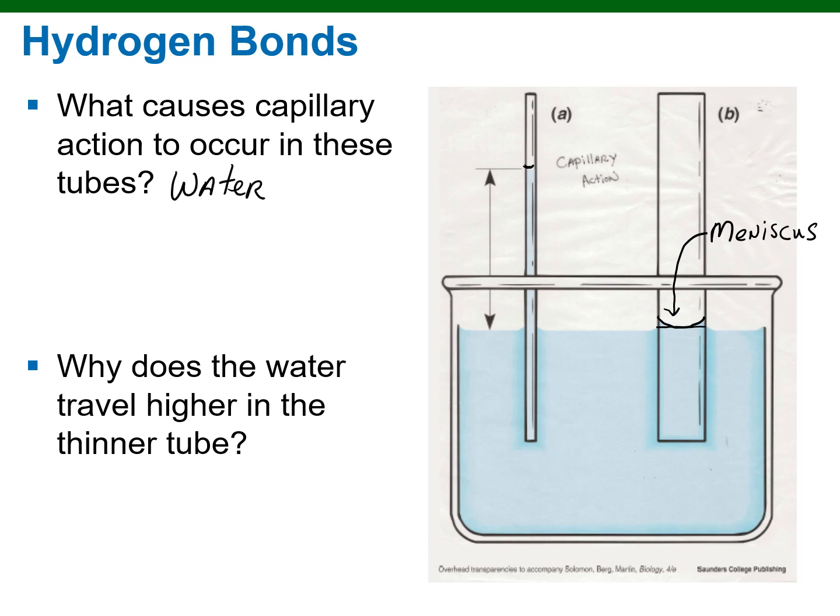Water, and I'll abbreviate hydrogen bond as H bond. H bonds, hydrogen bonds to glass. And so the second question here is then key. Why does the water travel higher in the thinner tube?